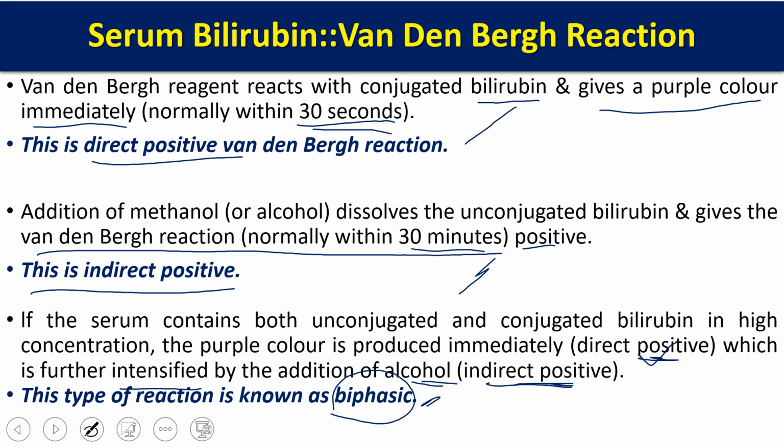conjugated and unconjugated bilirubin. This conjugated bilirubin, because it gives a direct reaction, is called direct bilirubin. Unconjugated bilirubin, because it gives an indirect reaction, is known as indirect bilirubin. So we have direct bilirubin or indirect bilirubin, or conjugated bilirubin or unconjugated bilirubin.